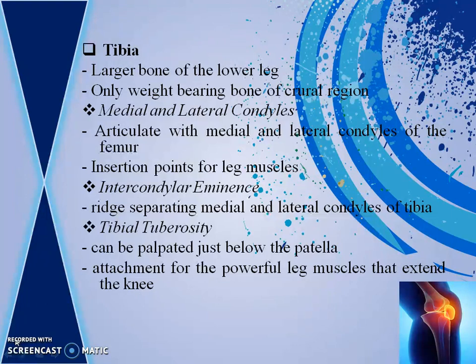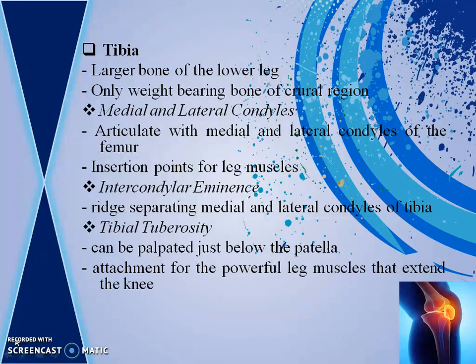A depressed area between the condyles on the posterior surface is called the intercondylar fossa. The patellar surface is located between the condyles on the anterior surface. Just superior to the medial epicondyle is the adductor tubercle, a roughened projection that is the site of attachment for the adductor magnus muscle. The second bone of the knee joint is the tibia.